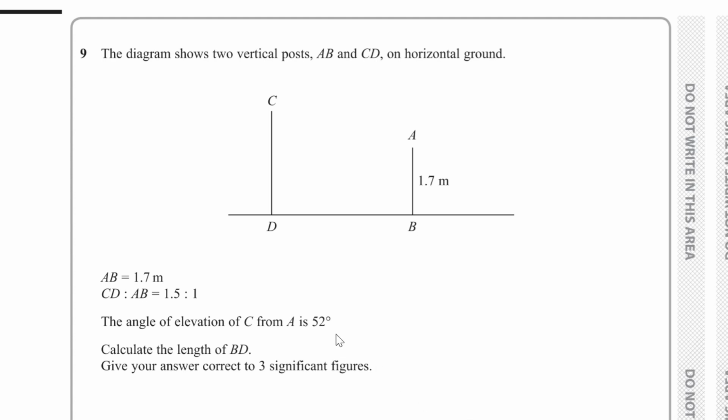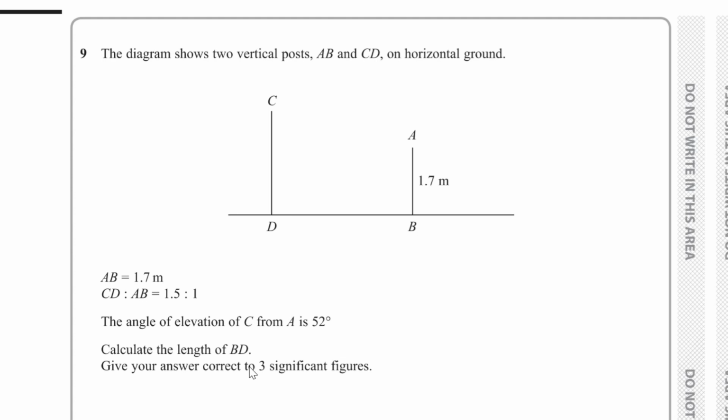Question number 9. The diagram shows two vertical posts, AB and CD, on a horizontal ground. AB is equal to 1.7 meters, and the ratio CD to AB is 1.5 to 1. The angle of elevation of C from A is 52 degrees, and we have to calculate the length of BD. Give your answer correct to 3 significant figures.